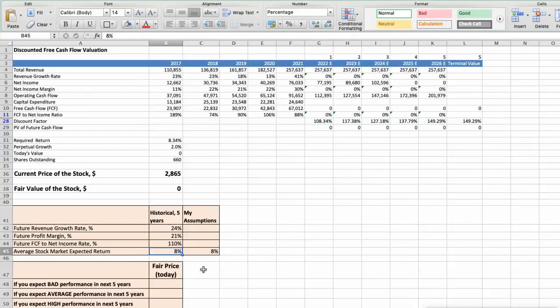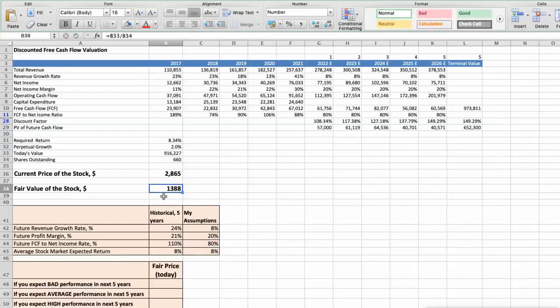Now, let's consider 3 different scenarios for Google company: bad, average, and good. First scenario. Google will have bad performance in next 5 years, and we will use the following parameters in our calculation. Future revenue growth rate would be low, 8%. Future profit margin would be low, 20%. Future free cash flow to net income rate would be low, 80%. In this case, the fair value of the stock today would be $1,388.